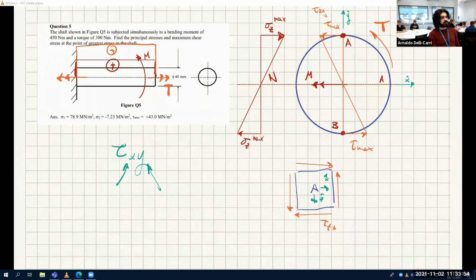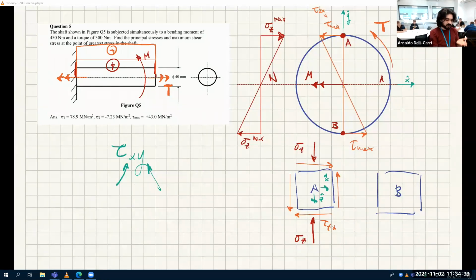And then we have which other stress? Sigma z. Sigma z is compressive for A. So sigma z goes in the z direction, opposite. So sigma z is this. Agreed? So this is the stress for A, and the stress state for B is, this is still tau zx, but now it's positive, see? So tau zx is positive.